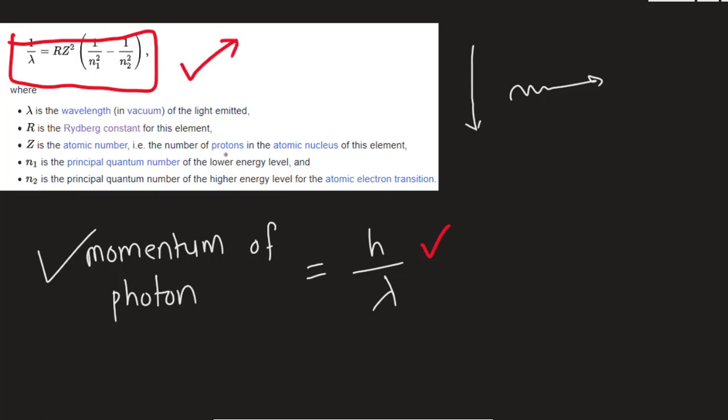So 1/λ can be calculated using this, and then all you have to do is plug in that value of 1/λ in this particular formula. Just multiply that number with Planck's constant. Once that multiplication happens, what you get is the momentum of the photon. So it's a very simple formula with the help of which you can calculate the momentum of a photon that has been emitted when the transition happens.